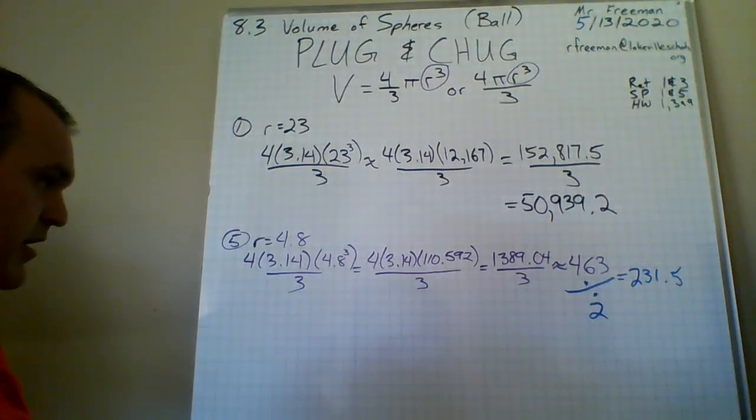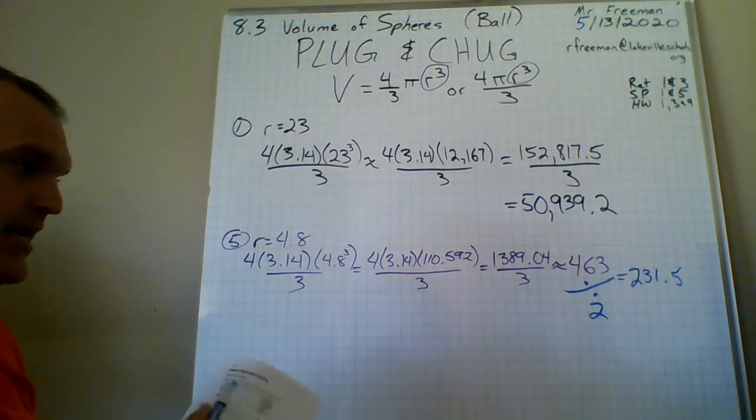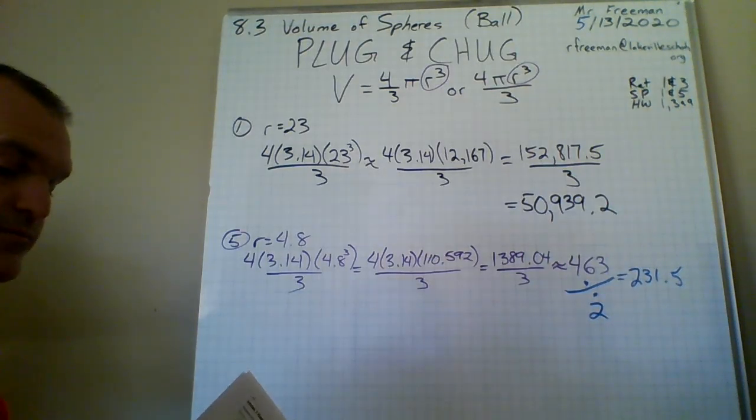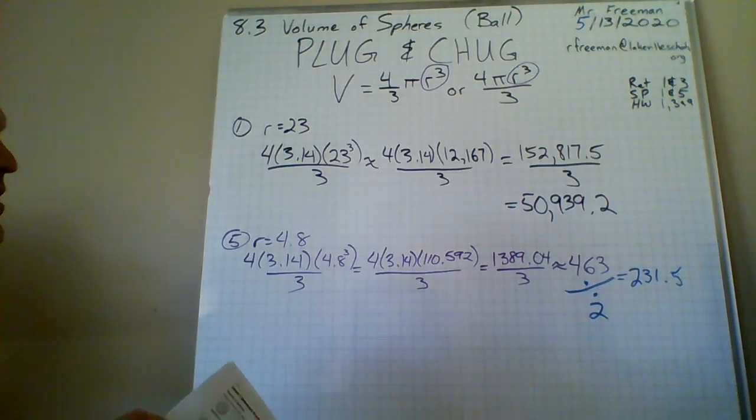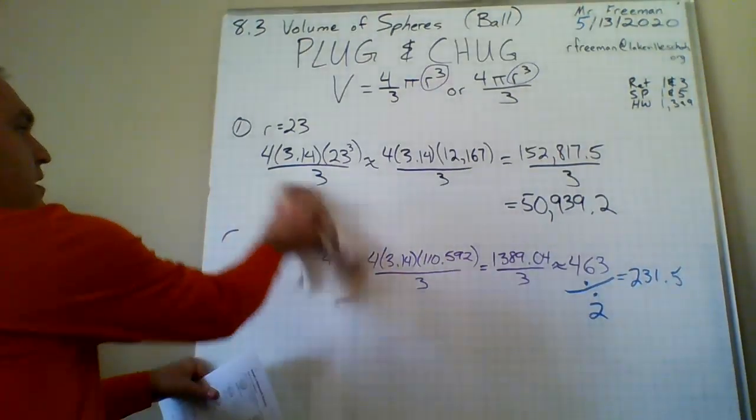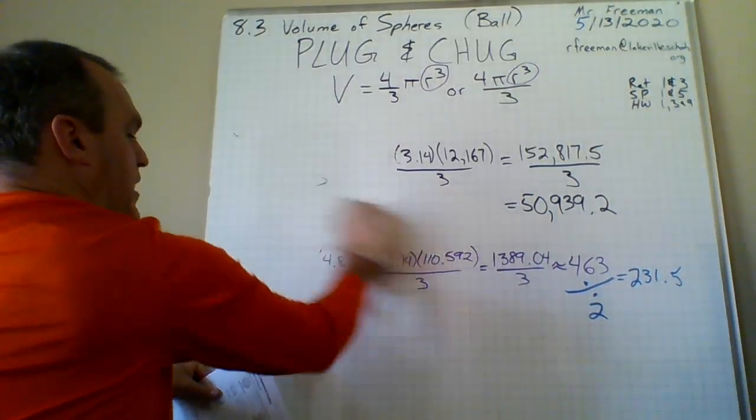Okay, so that's all you do for those. It's just one more step where you divide your final answer by 2. Divide it in half. Okay, watch that slowly. Pause it when you need to. After you're done, fast forward through me erasing.